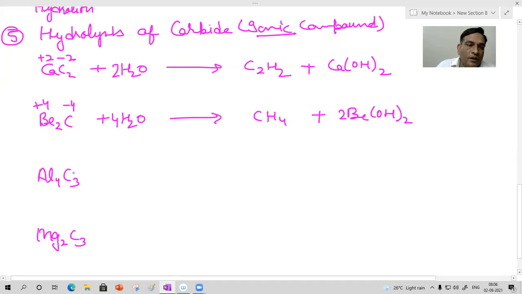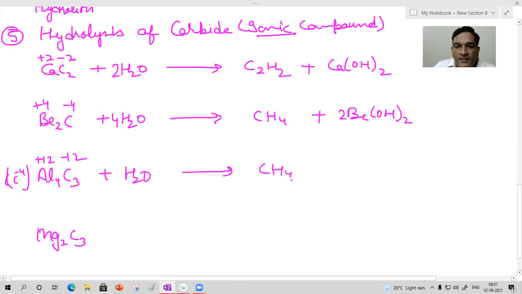Reaction balanced. Aluminium: 1 aluminium is +3, 4 aluminium is +12, and -12 is for the 1 carbon having -4. We are getting, again, CH4, methane, marsh gas, and aluminium hydroxide.